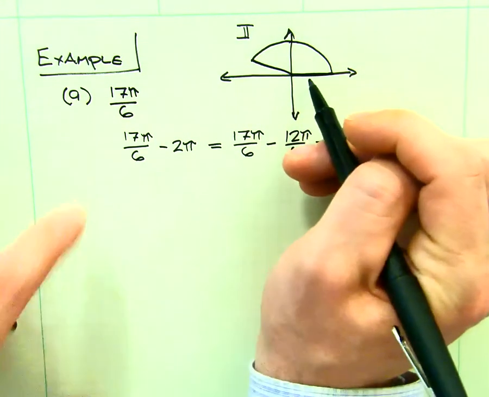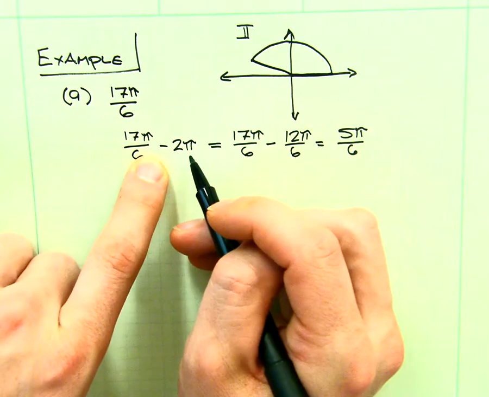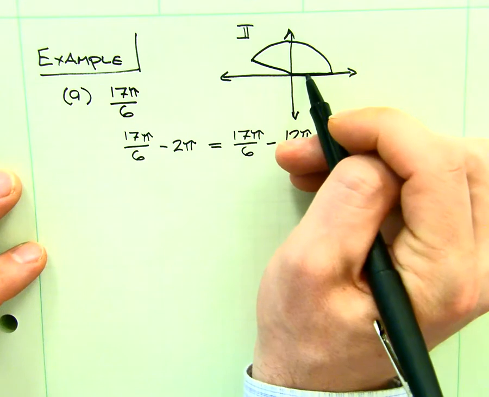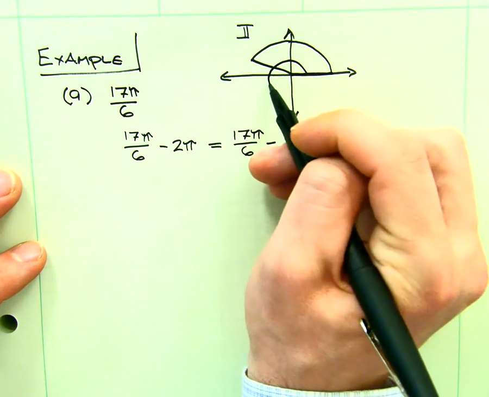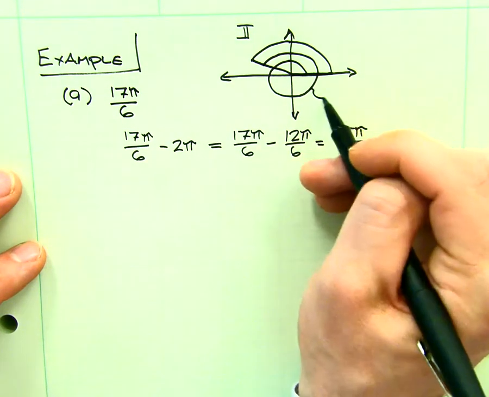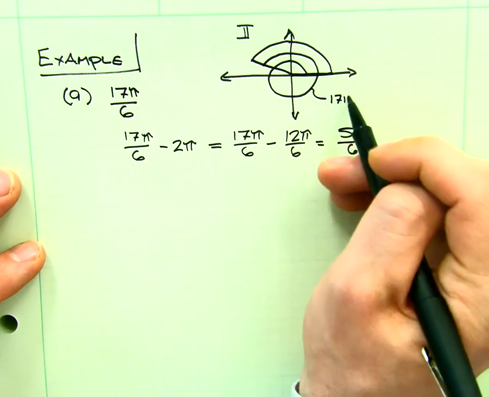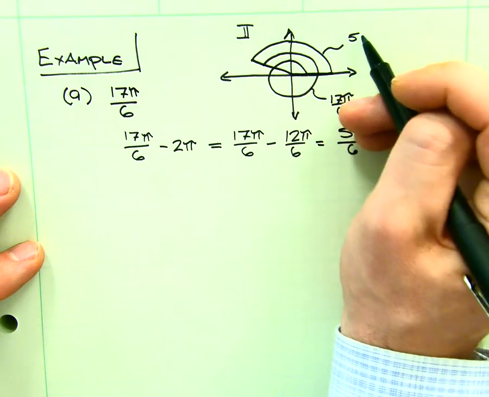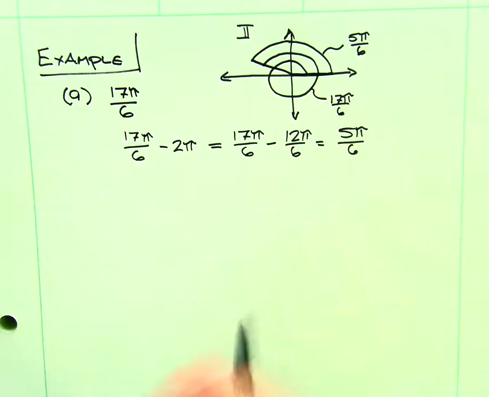Now, of course, 17 pi over 6, because I took one revolution away, then I know that 17 pi over 6 is going to be the same angle measure, except I go one full revolution and I end up there. So this guy right here is 17 pi divided by 6. This guy right here is 5 pi divided by 6. Once again, coterminal angles.